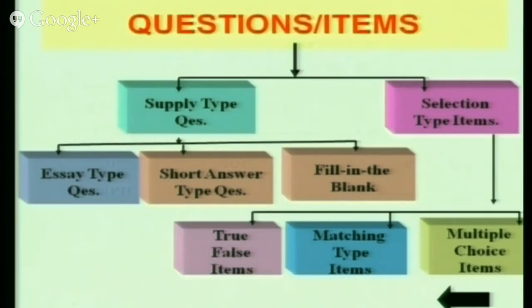Or you can see here, when we say supply type, it includes essay type questions, short answer type questions and fill in the blank. When we say selection type test items, they may include true false kind of item, then matching type items and multiple choice test items. So a good evaluation would have a question paper where different types of items are used to test different levels of ability.